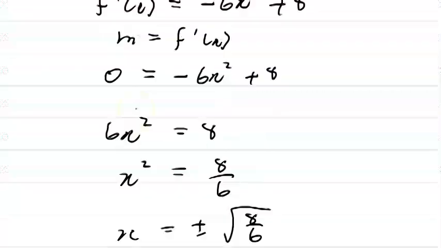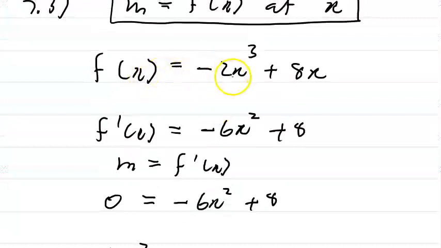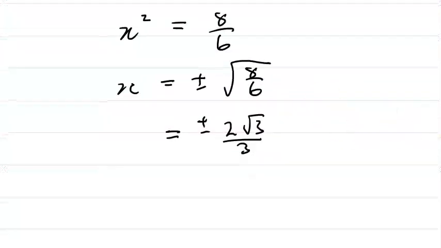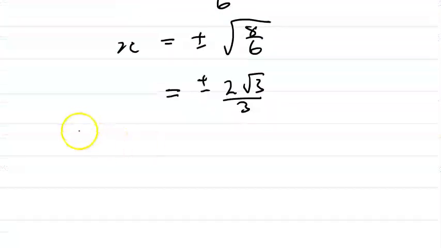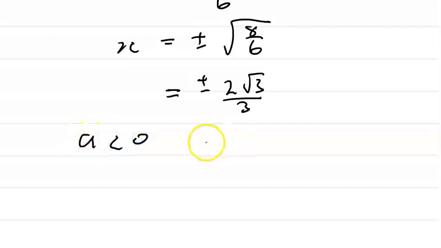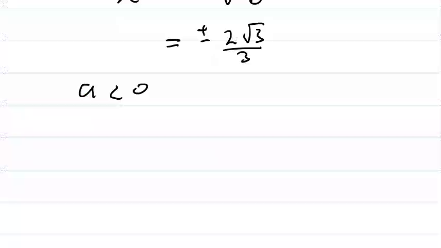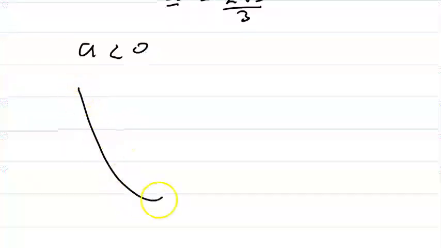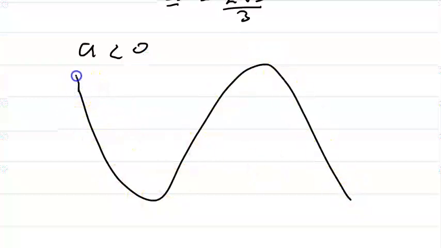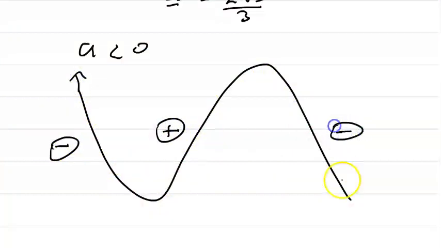So what's happening now? Firstly, I told you that our function was f of x equals minus 2x cubed plus 8x. So this function is going to look like this. Remember that because a is less than 0, the cubic function is going to look like that: negative, positive, and negative.